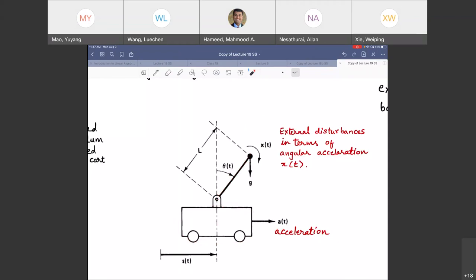hopefully is such that theta of t goes to zero, right? You would want to accelerate in such a way that this goes to 0 degrees, right? So that is vertical. You're trying to move your palm of the hand, accelerate it in such a way that it is always vertical, meaning theta of t is going to zero.